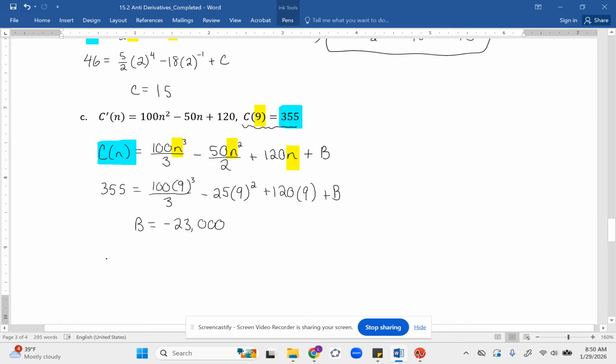As always, you're not done. So we want to rewrite this original equation that we found, c of n, but with the constant of integration, that b substituted back in. So we have 100 n to the third power over 3 minus, I'm going to divide 50 by 2, so minus 25 n squared plus 120 n minus 23,000. And voila, you're finished.